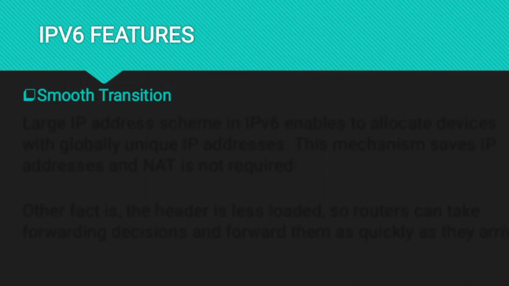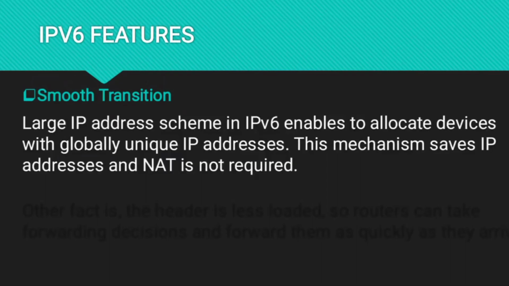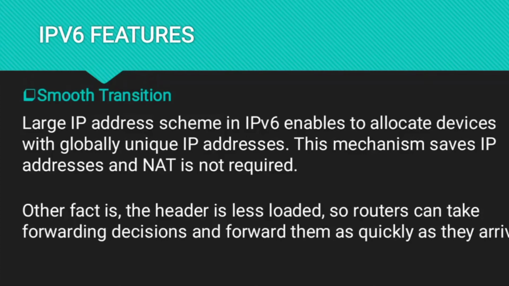Smooth transition. The large IP address scheme in IPv6 enables allocating devices with globally unique IP addresses. This mechanism saves IP addresses and NAT is not required. Another fact is the header is less loaded, so routers can take forwarding decisions and forward packets as quickly as they arrive.